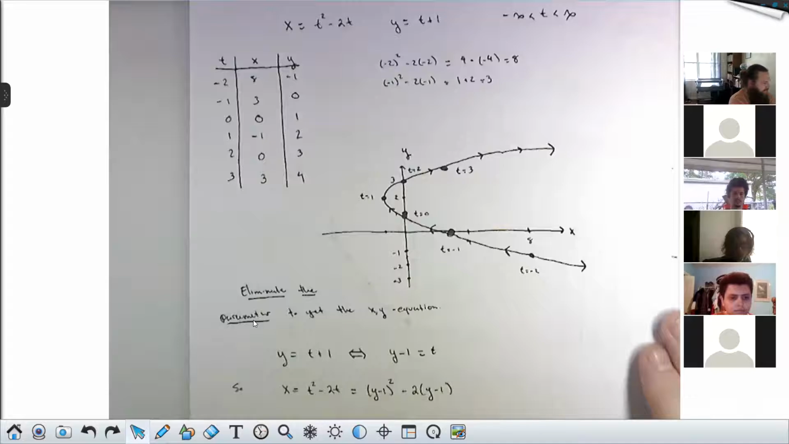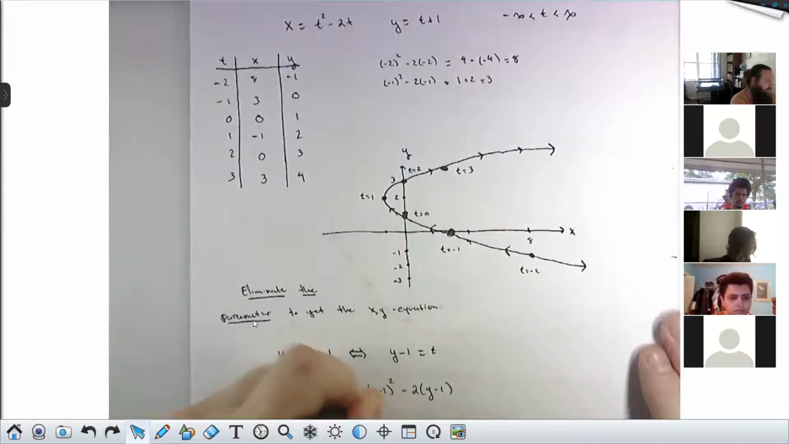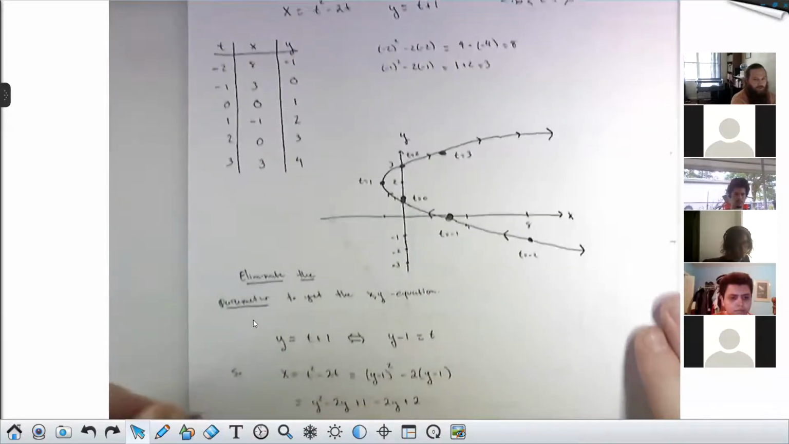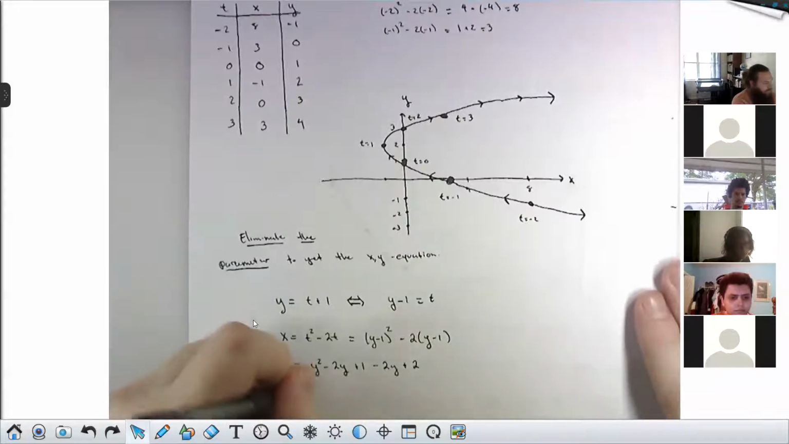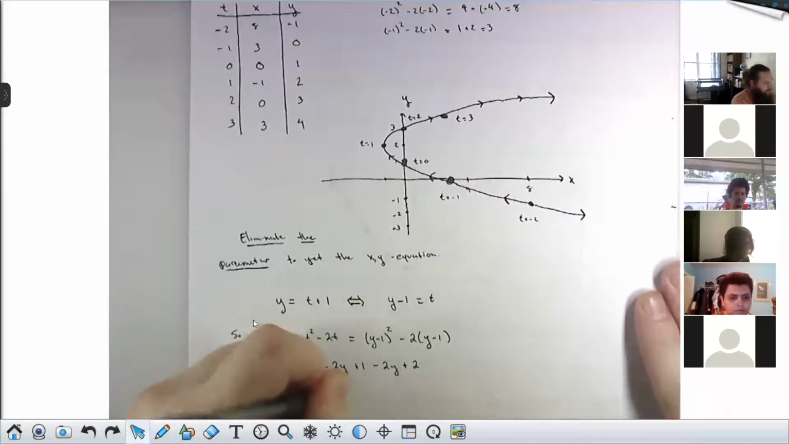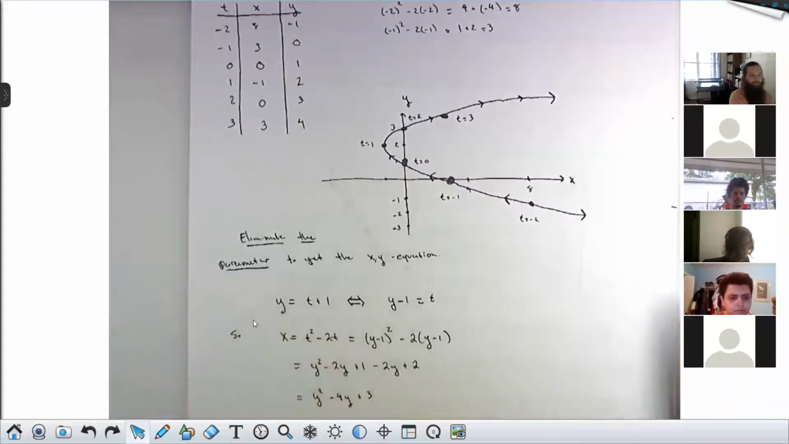And we could FOIL this out and do all the stuff we want. That would be y squared minus 2y plus 1 minus 2y plus 2. And we distribute everything. So we get y squared minus 4y plus 3. Any questions about how I got this expression?